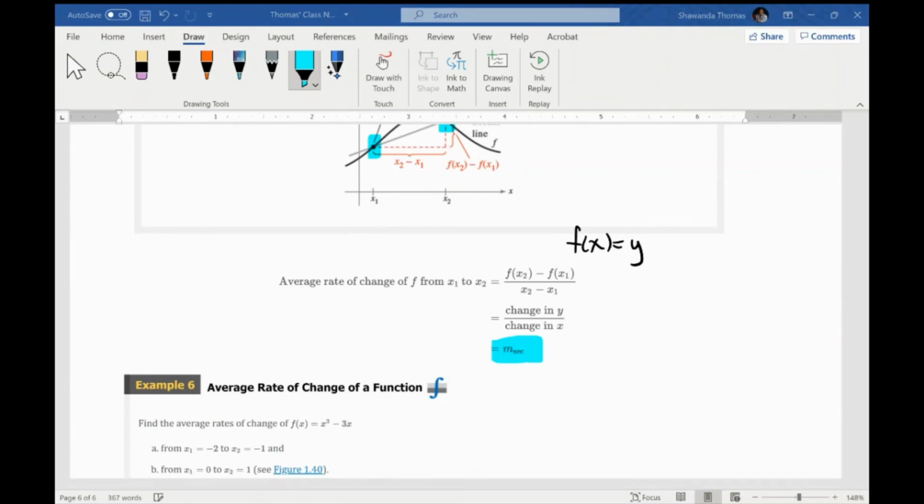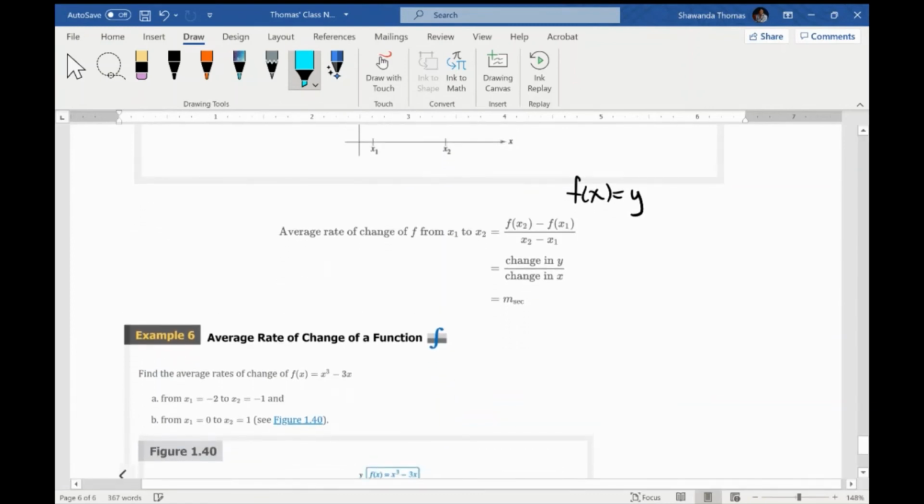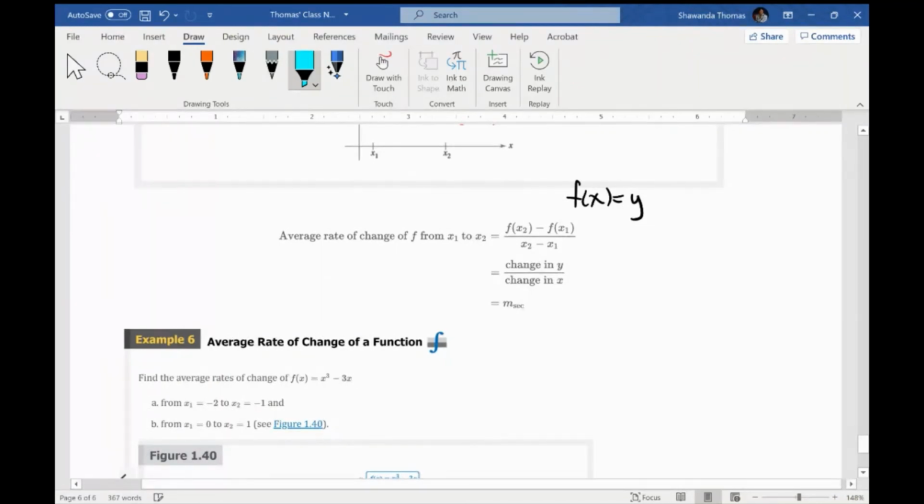Now you're going to have to guess on this one. Why do you think they have a little subscript sec? Because it's a secant line now. Because it's a secant line. Very good. Good guess. Secant line. All right. So what we're going to do, I'm going to show you how to do A, and then I'm going to see if you can do B on your own here.